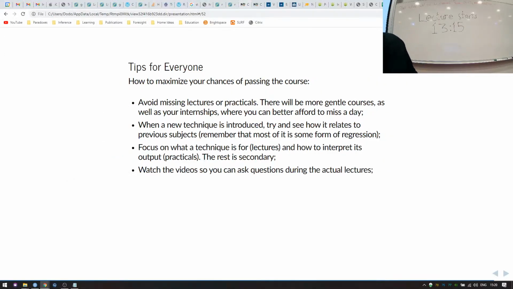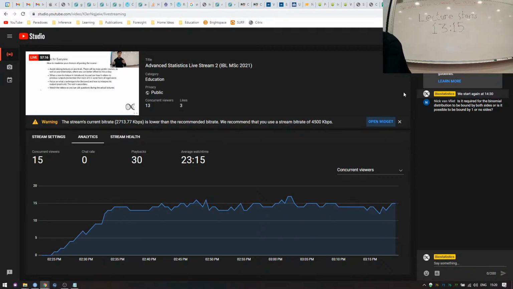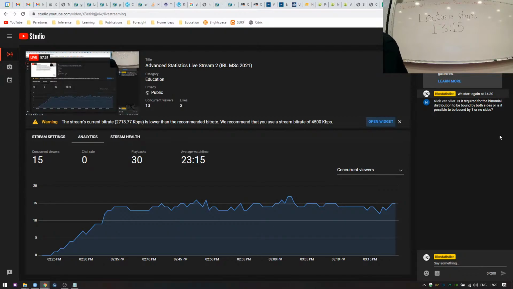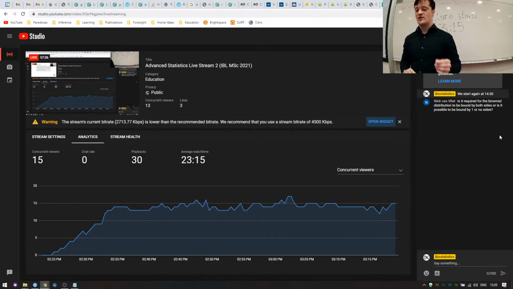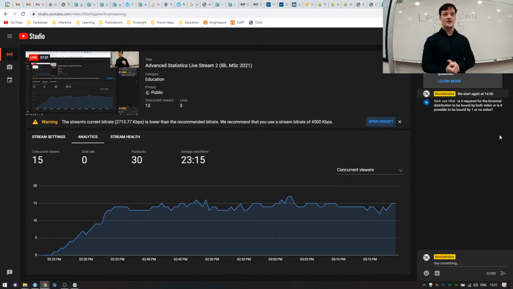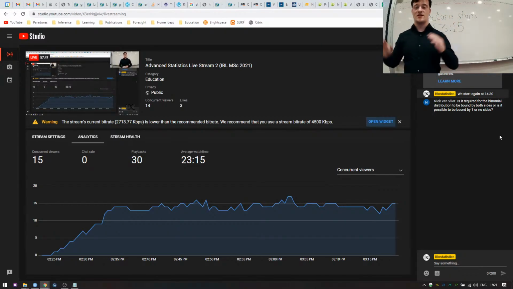I'm going to check, speaking of questions, whether there are any already. Okay, there's a question. Is it required for the binomial distribution to be bound on both sides, or is it possible to be bound by one or no side? No, it is a ratio. A ratio of things cannot be negative, and it cannot extend beyond the number of trials. The binomial distribution is the number of successes out of n trials, and you cannot have more successes than trials, and you cannot have fewer successes than 0. So it is by definition bounded in two directions. But how far that bound is depends on your data.